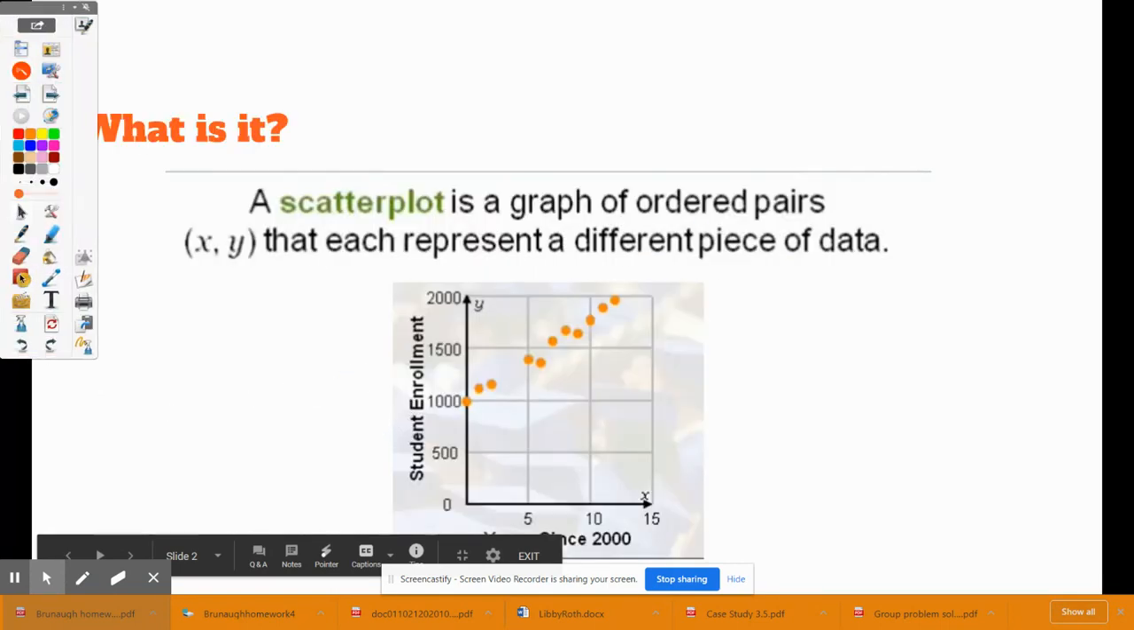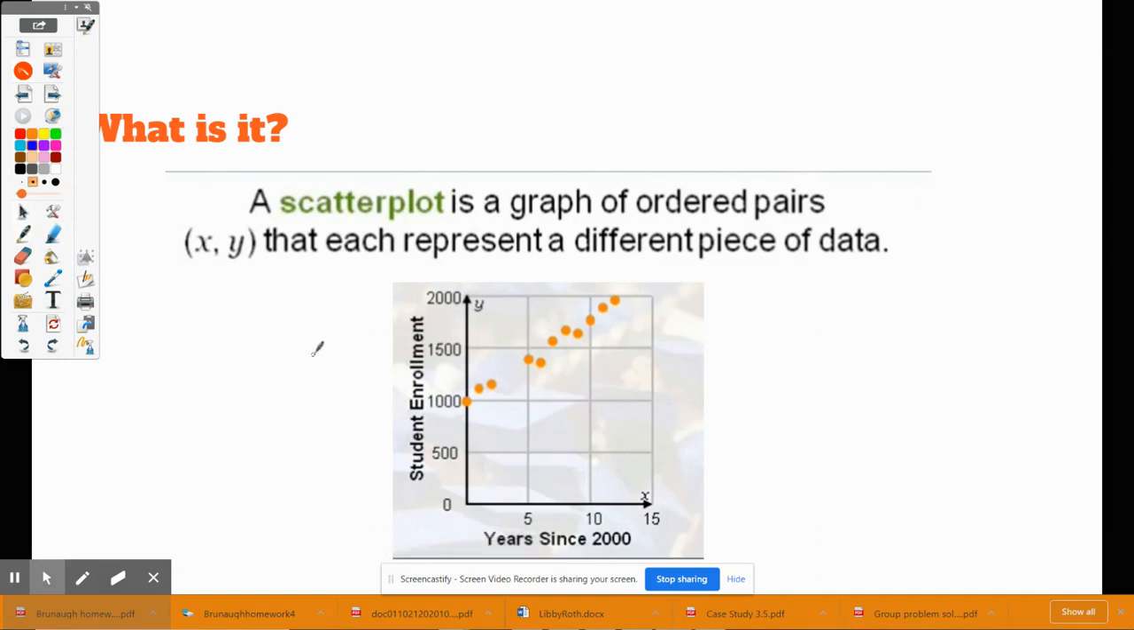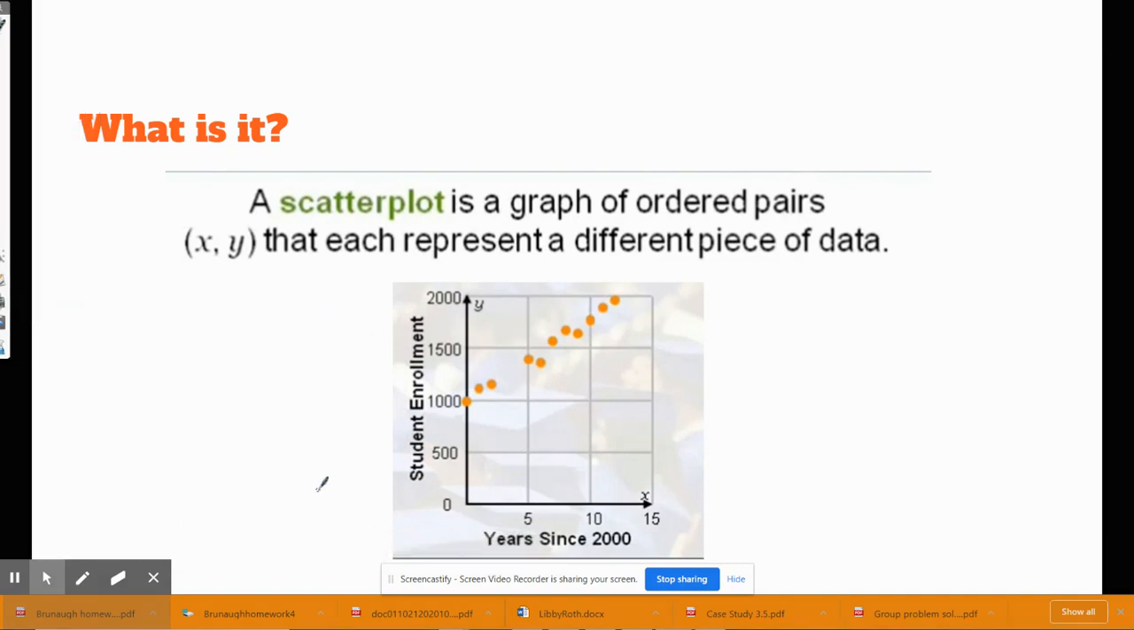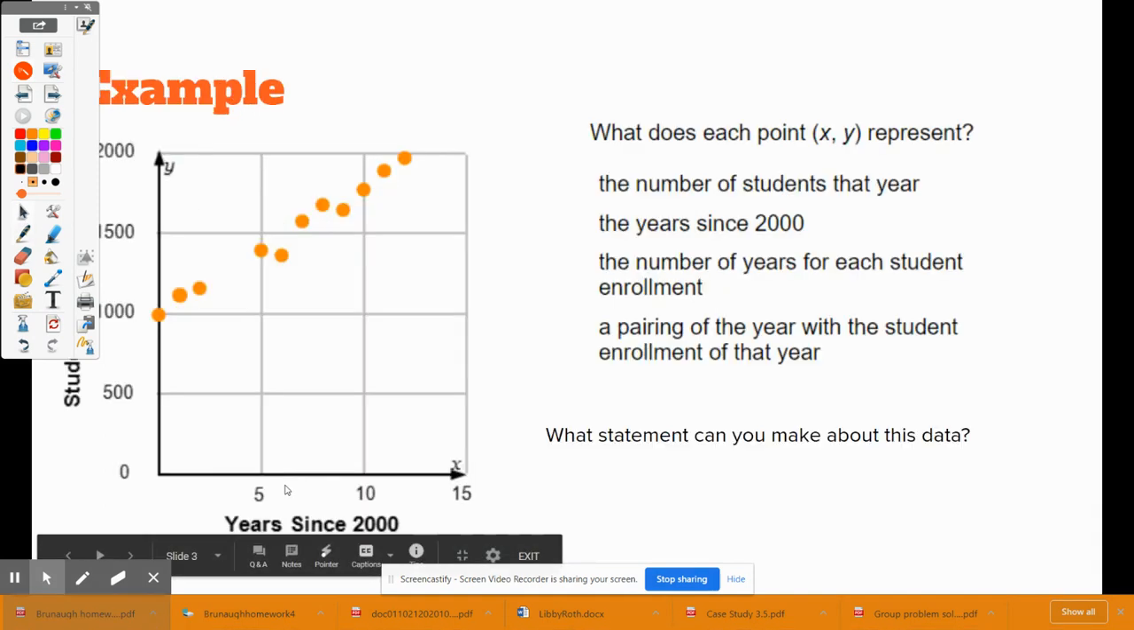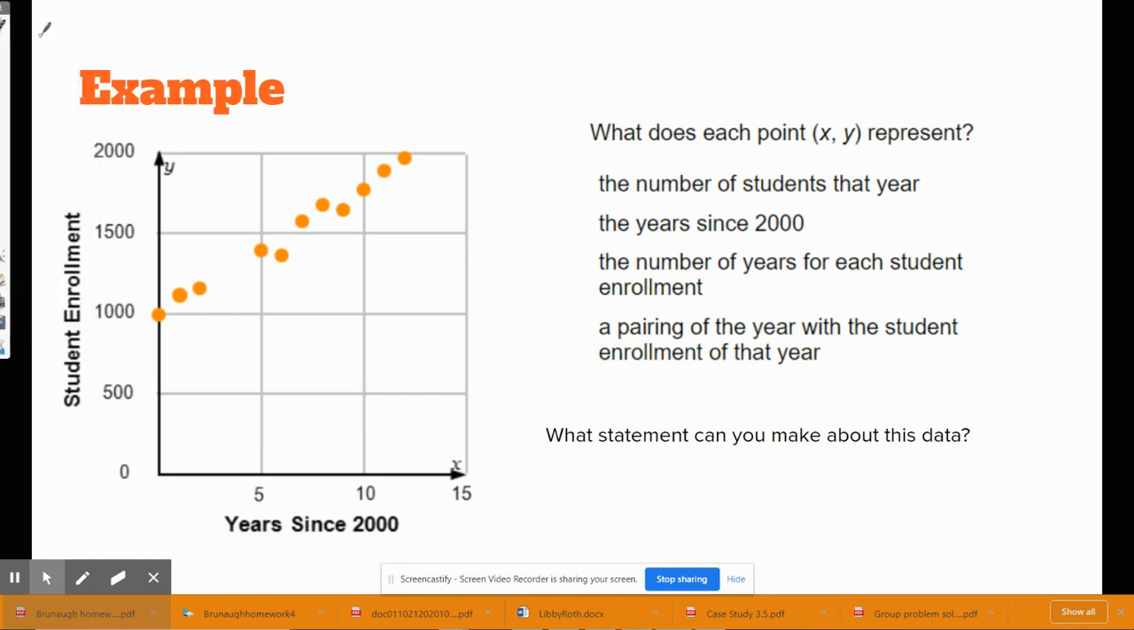So first of all, what is a scatter plot? A scatter plot is basically a way to graph some different data that you collect. So maybe a scientist or a statistician is collecting some information and they want to graph it. For this particular graph, which we'll look at more on the next slide, you have all these dots, and the x-axis is labeled years since 2000, and the y-axis is labeled student enrollment.